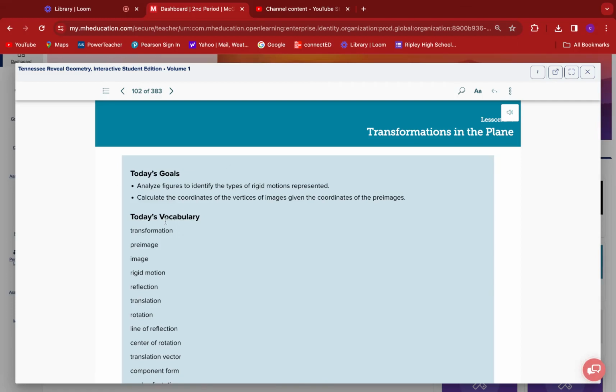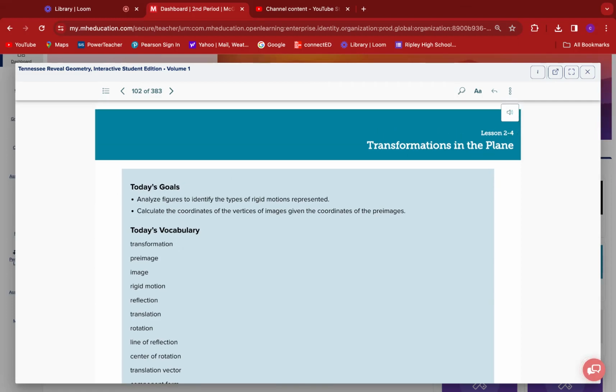Hey, everybody, we are in the next lesson, 2-4 transformations in the plane. Okay, so let's talk transformations.